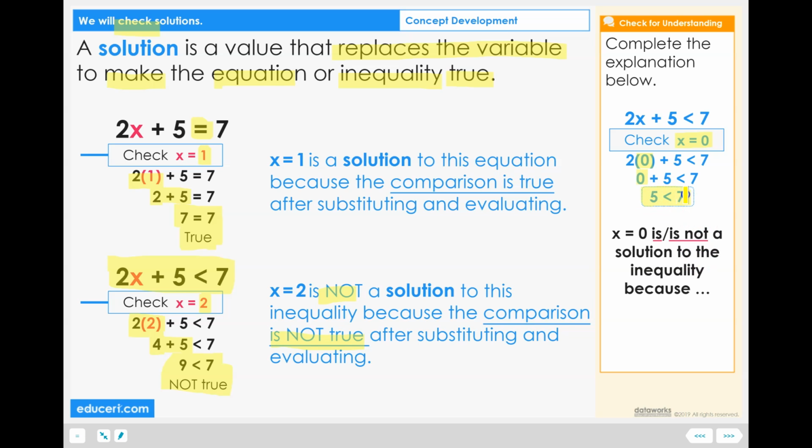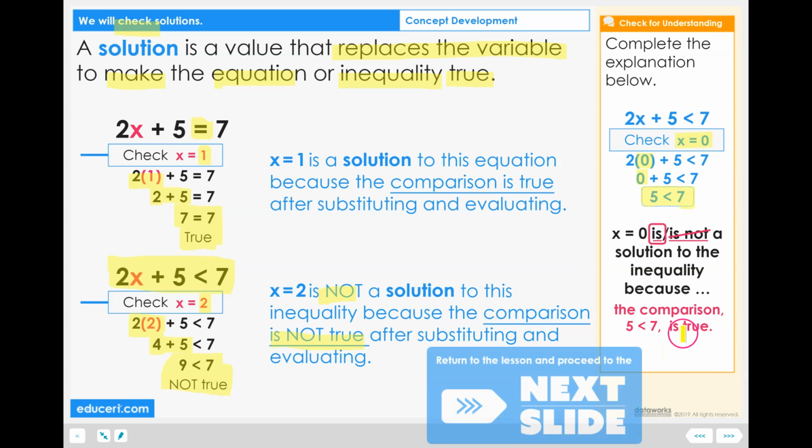Use this final comparison to make your judgment and use the sentence frame. X equals 0 is or is not a solution to the inequality because... x equals 0 is a solution to the inequality because the comparison 5 is less than 7 is true.